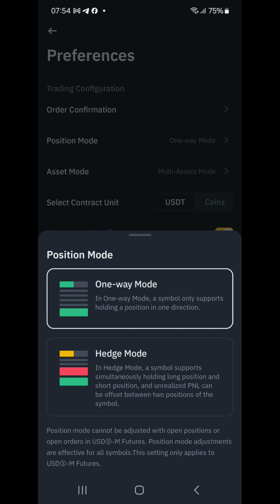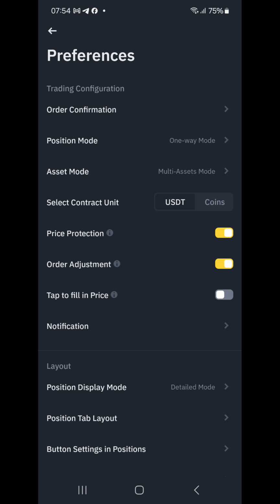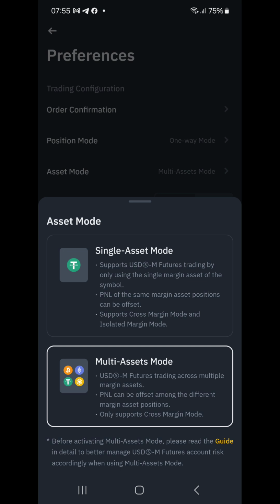Now let's move to the asset mode, right? The asset mode, the default is showing multi-assets mode. Let's hit that. Now when you hit this is what you see. Asset mode. We have single asset mode and the multi-asset mode.